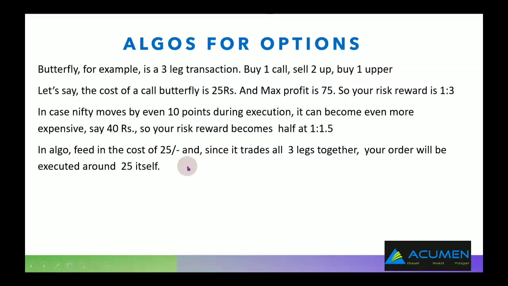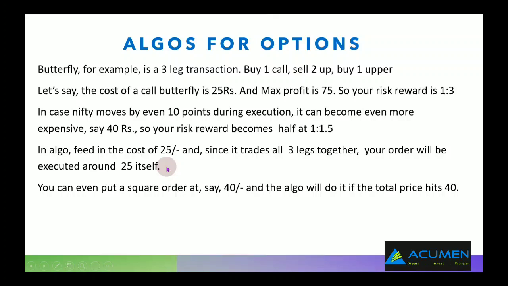In algos, what you would do is you would simply feed in the cost of 25 rupees for a butterfly. And since all the three legs are triggered together, chances are your orders will be executed around 25 itself. In fact, you can go one step further. So you could put a square off order at say 40 rupees. So if the market moves in your favor and the cost of the butterfly becomes 40 rupees, you could instruct the algo software to square off your position and you make the 15 rupees difference.